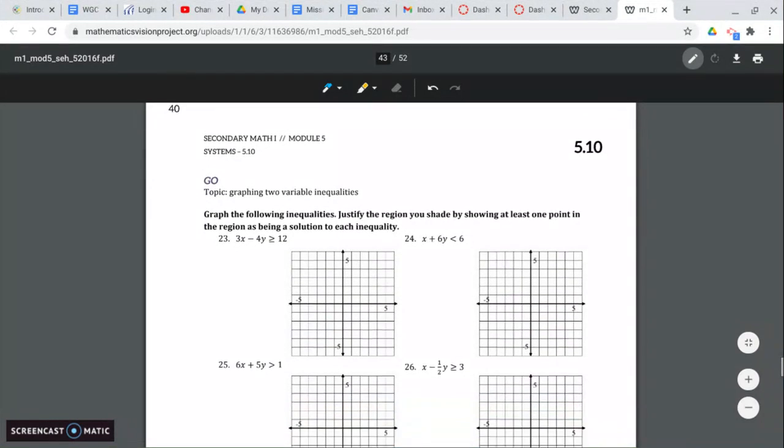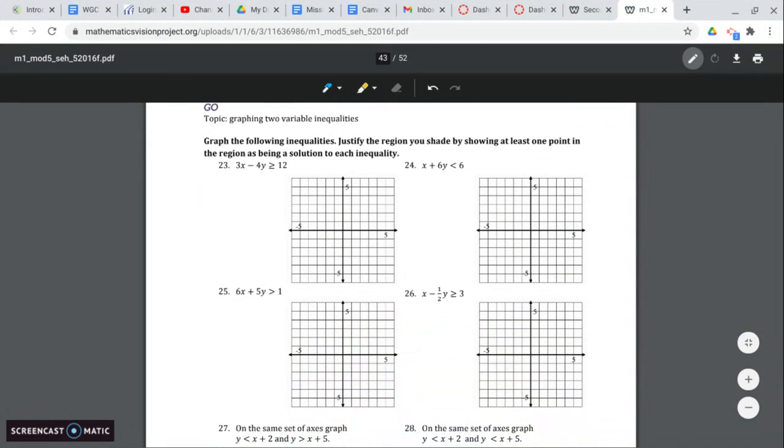All right, the last section, graphing two-variable inequalities. So notice all of these are in standard form. Oh, except for 26 because it's got a fraction. But the majority are in standard form. So using the intercepts is the easiest way to graph these.